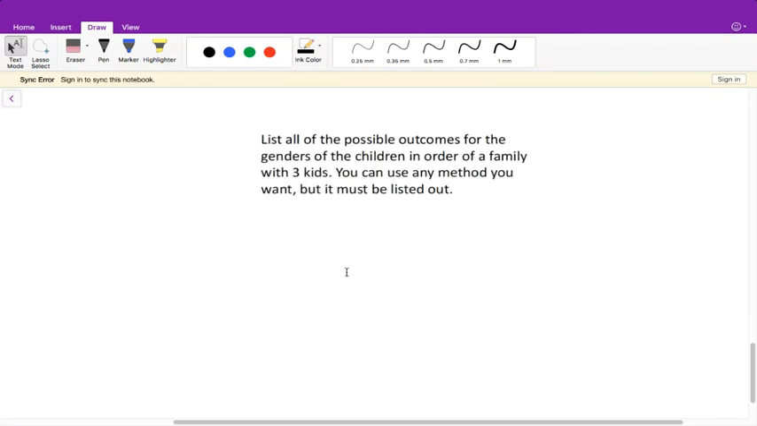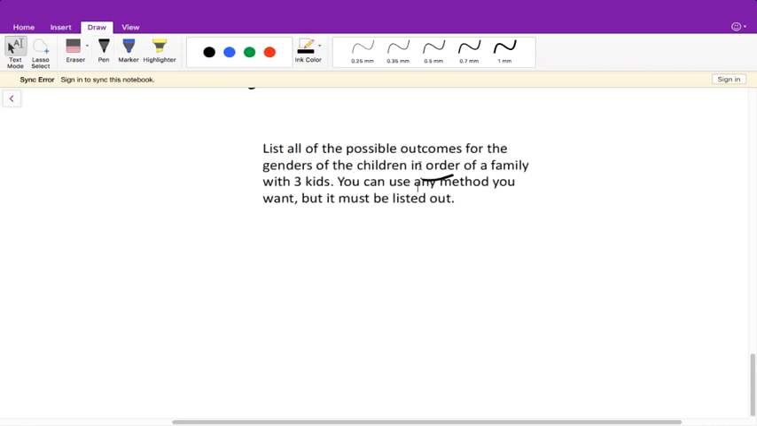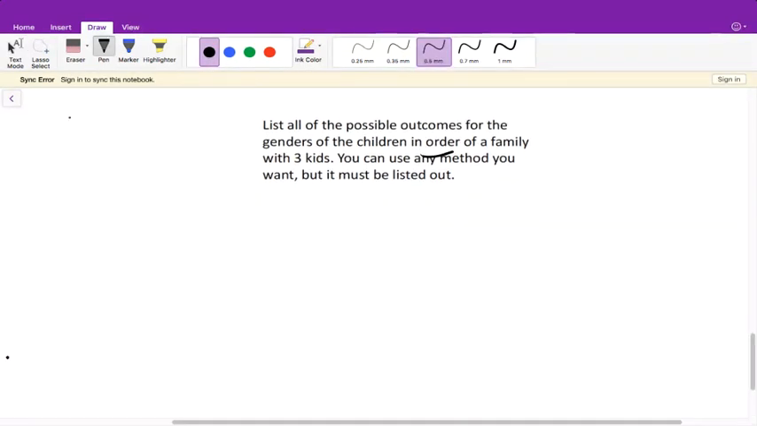All right, list all the possible outcomes for the gender of the children and in order. That's the key thing here, in order. So that means once we say in order, BGG does not equal GGB, even though they're the same letters and it's two girls and one boy, because here our boy is the oldest and here he is the youngest. So in order matters.